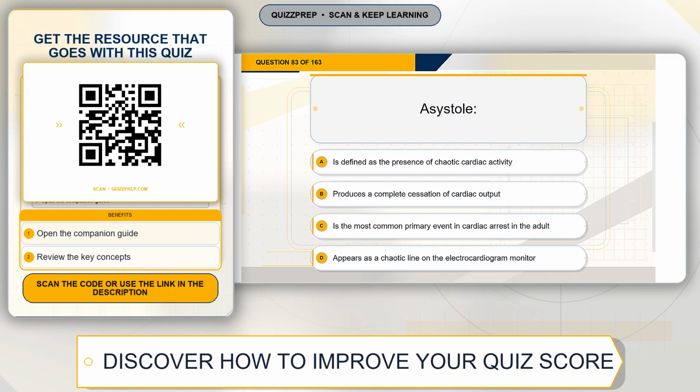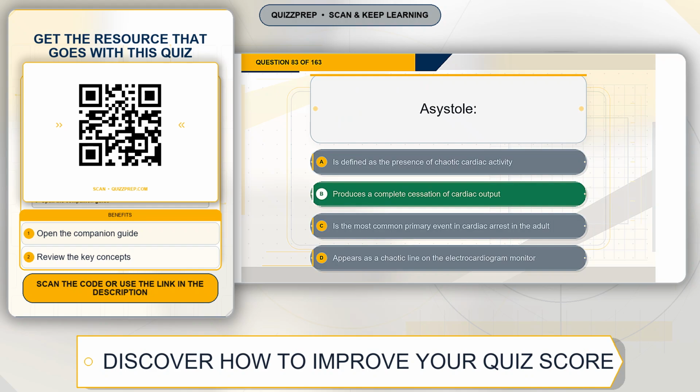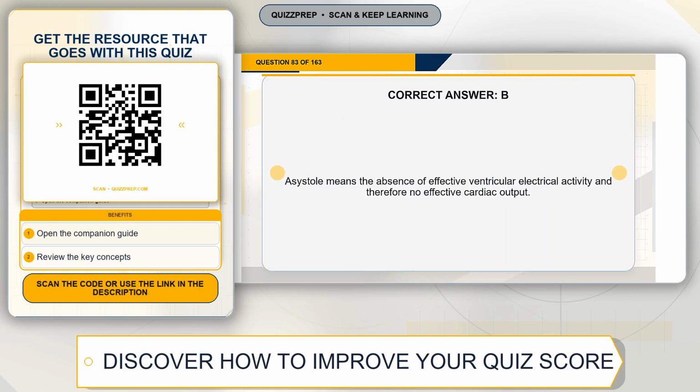Question 83. Asystole: Option A, is defined as the presence of chaotic cardiac activity. Option B, produces a complete cessation of cardiac output. Option C, is the most common primary event in cardiac arrest in the adult. Option D, appears as a chaotic line on the electrocardiogram monitor. The correct answer is option B, produces a complete cessation of cardiac output. Explanation. Asystole means the absence of effective ventricular electrical activity and therefore no effective cardiac output.